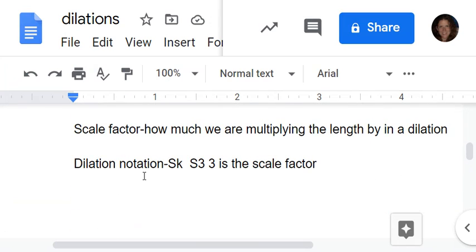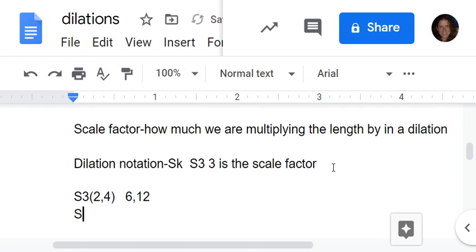So I just want to talk about this real quick. If I wanted to dilate something by 3, for example, and I had 2, 4, all I'm doing to this is going 2 times 3, which is 6, 4 times 3, which is 12. That is a size dilation, a size change of 3.